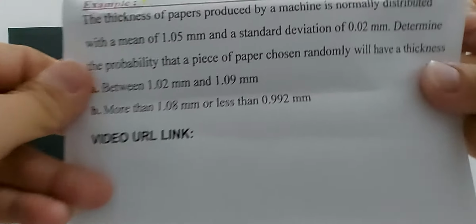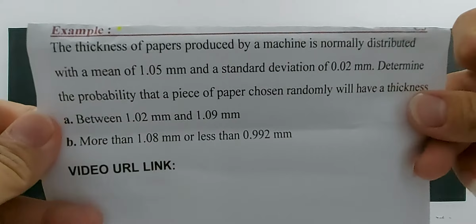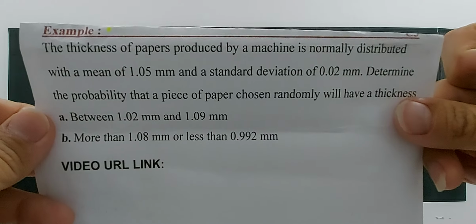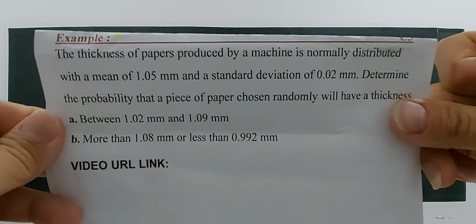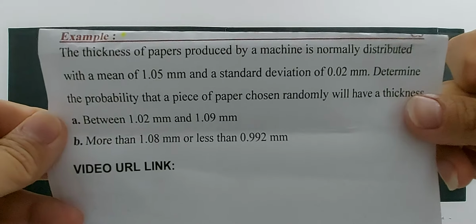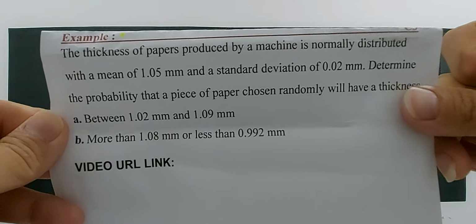Hello. Okay, let's look at this problem. You can pause the video and try this question. It's a question involving normal distribution, right? The thickness of papers produced by a machine. It's about the thickness of paper. It's normally distributed with a mean of 1.05 millimeter and a standard deviation of 0.02 millimeter, right?